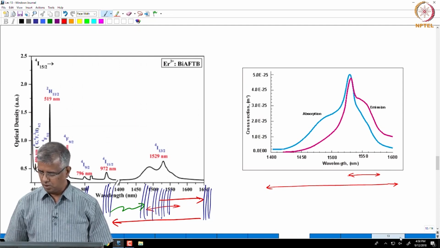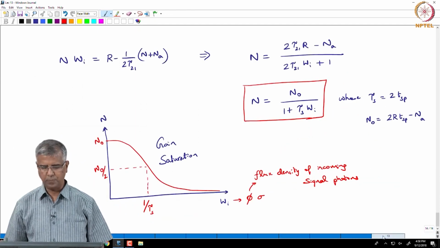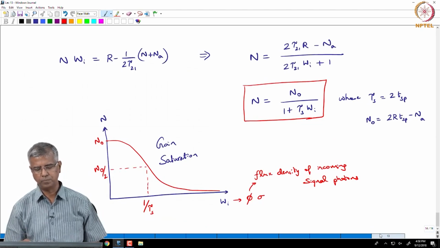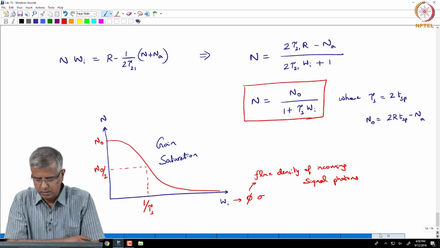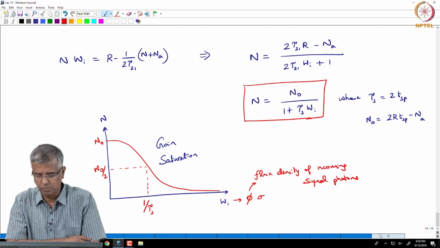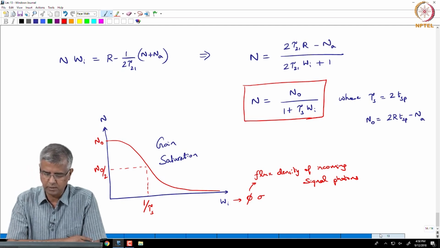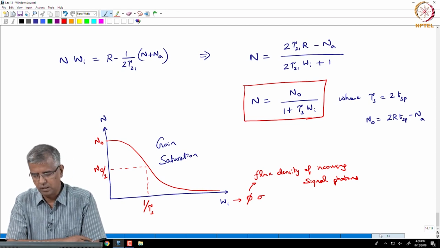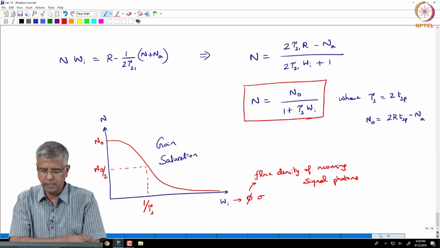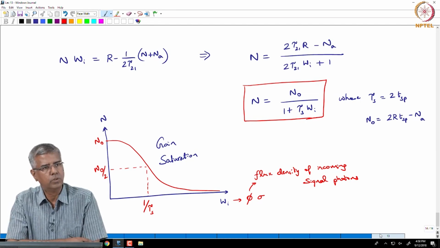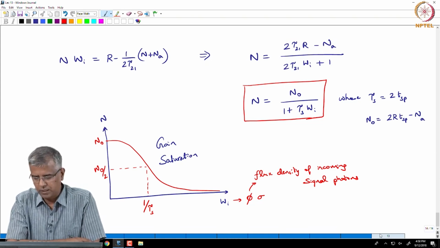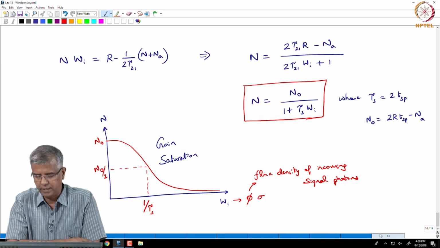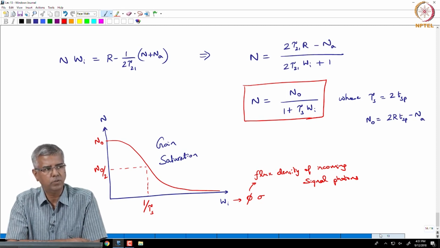So, we stopped at the point where we looked at the inversion that you could create for a 3-level system, and erbium in silica is actually a good example of this. And the inversion we said is equal to n naught over 1 plus tau s w I, where n naught, what does that correspond to?